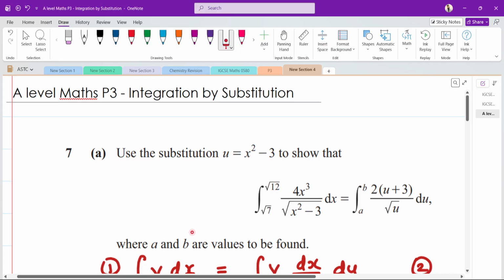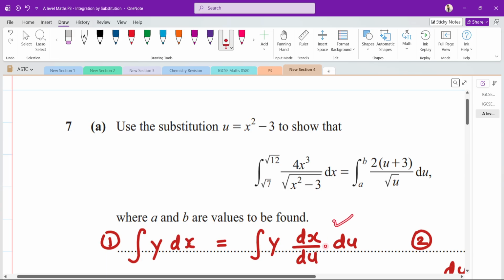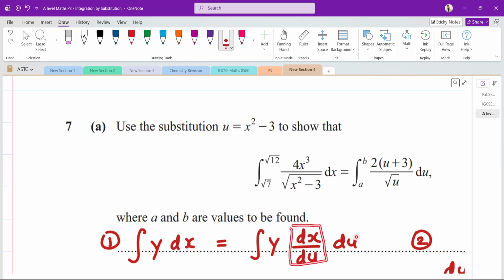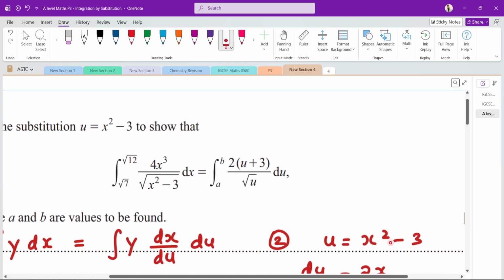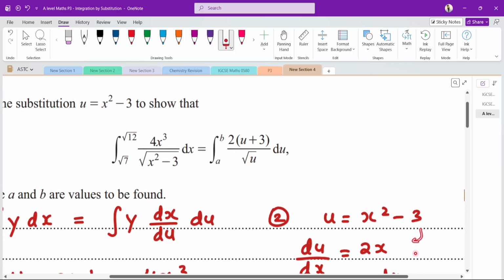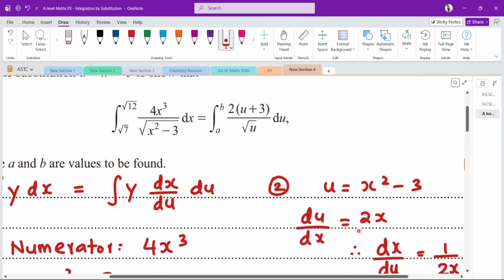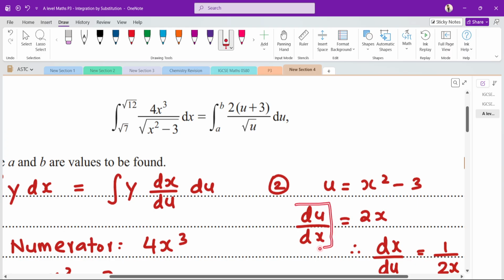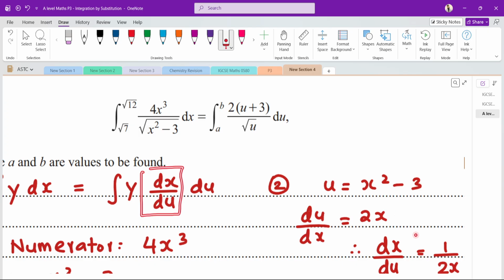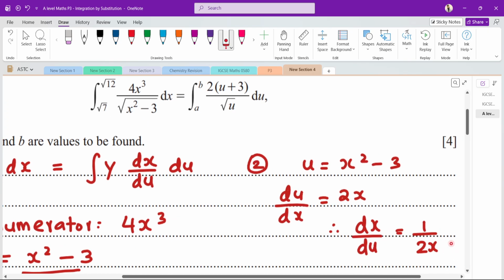So that's my step 1. We always begin by writing this, and here we know that we need to find dx du. Step 2 is u is equal to x square minus 3. We're going to find out what is du dx. The derivative of this function will be just 2x, and this becomes 0, so we don't need to write that down. Then because this is du dx and what we are interested in finding is dx du, I'm going to take the reciprocal and this becomes 1 upon 2x.